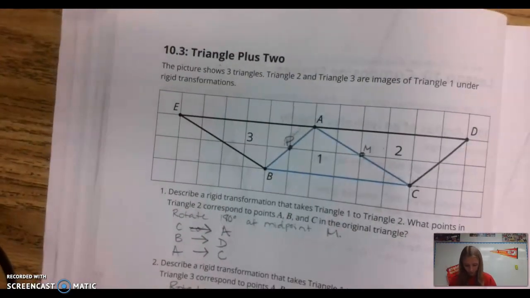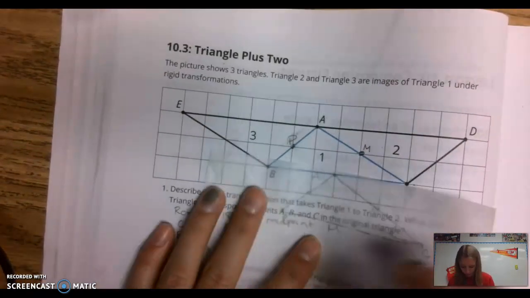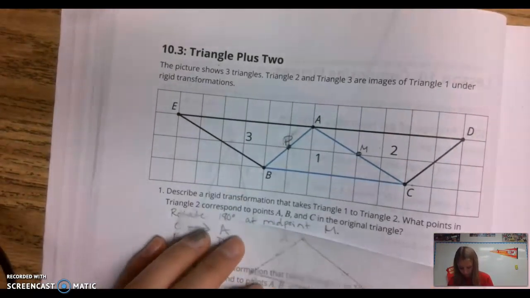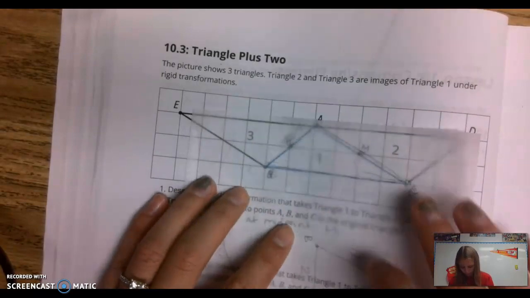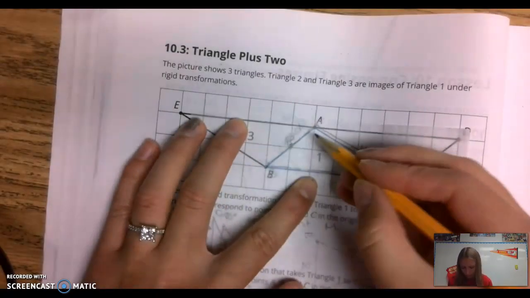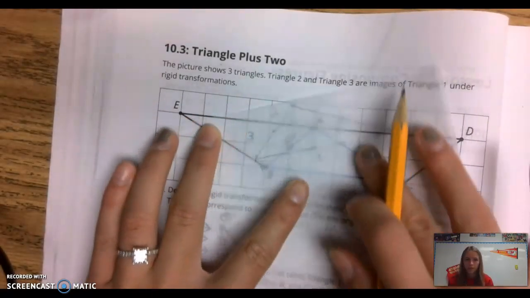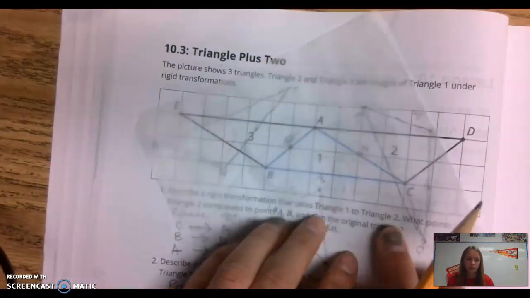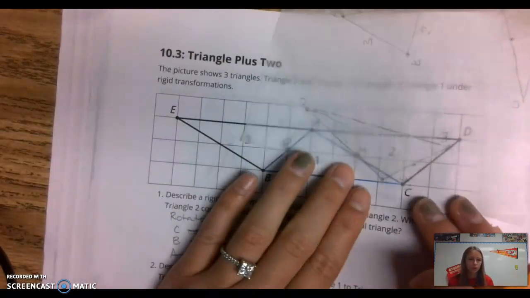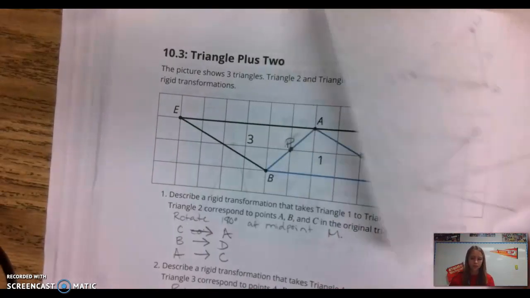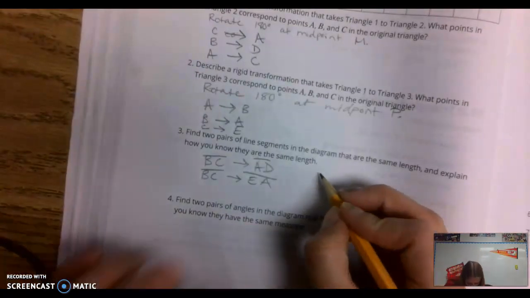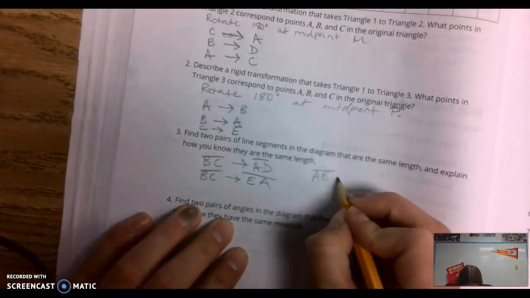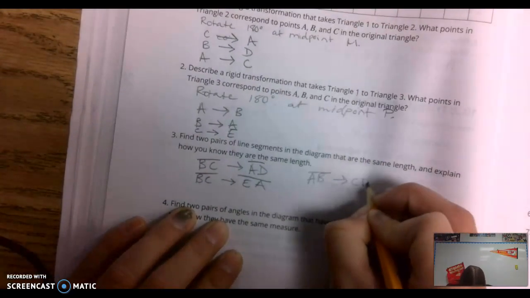Alright, now we can do that with a different side length. So we can take AB here, and then we can move it around and see where it matches up. And it matches up with CD. So AB matches up with CD.